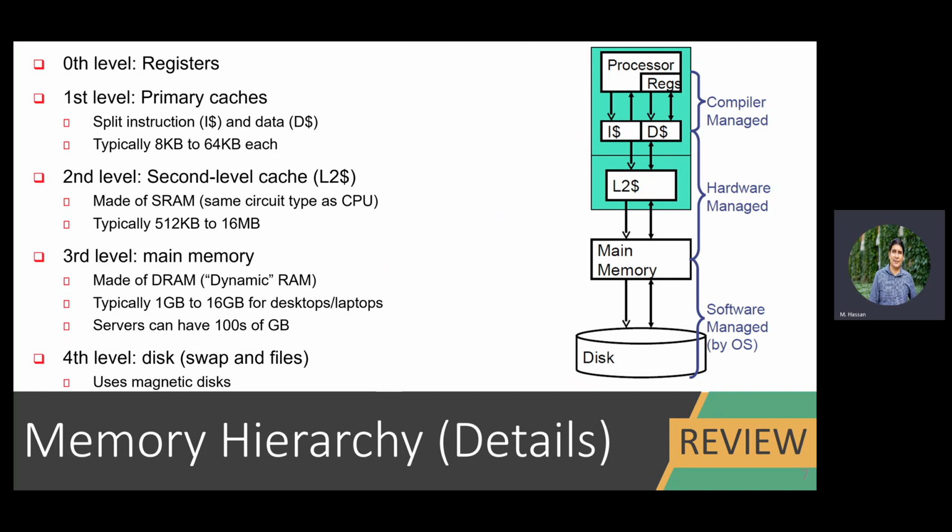Good. If you want to have a feeling of some numbers for modern processors, level zero is the registers, and we discussed them. The primary cache, which is split into instruction and data cache, is typically in the range of 8 kilobytes to 64 kilobytes. The second level, in modern days, is typically 0.5 megabytes to 16 megabytes. 16 megabytes is even a big number, might be interesting in servers for the second level of cache.